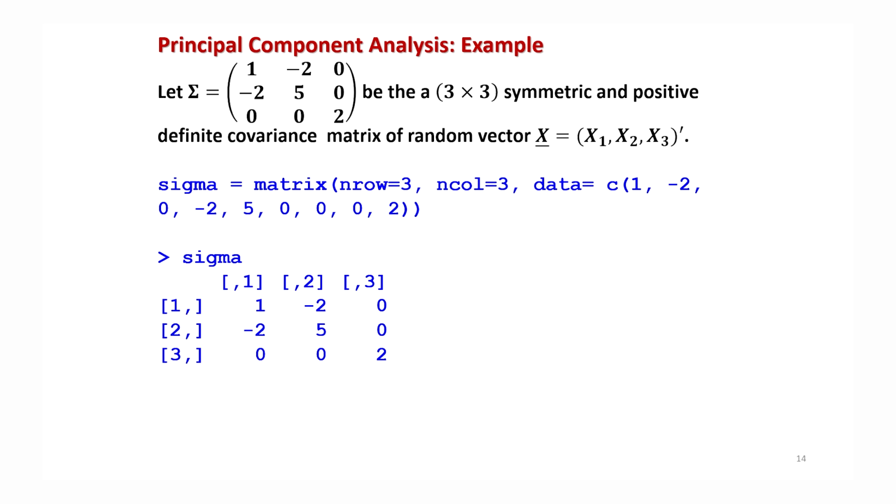Suppose there is a covariance matrix of 3 variables, say x1, x2, x3, and it is given by this matrix sigma. My random variables are x1, x2, x3. So I create this sigma in the form of a matrix in the R software. I am not going to use the direct command for principal component analysis, but will create them manually for intermediate calculation. So this is your sigma matrix.